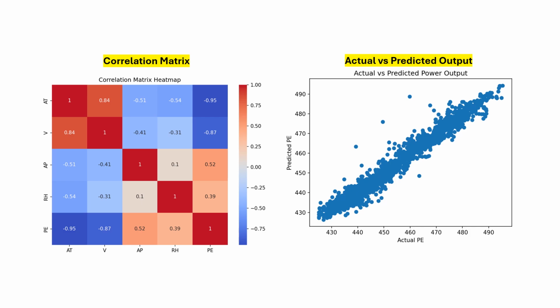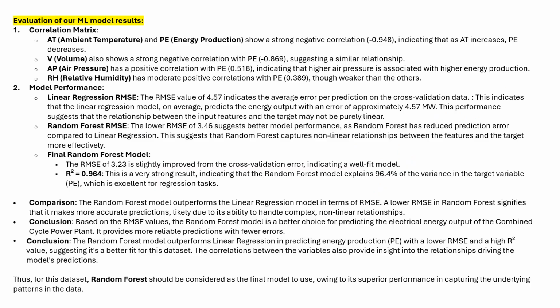We also have the correlation matrix, where the red ones are highly negatively correlated. Okay, let's evaluate the ML model results. So first, the correlation matrix. Ambient temperature and energy production show a very strong negative correlation, indicating that as AT increases, PE decreases.